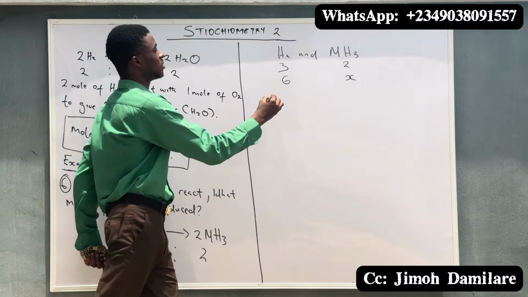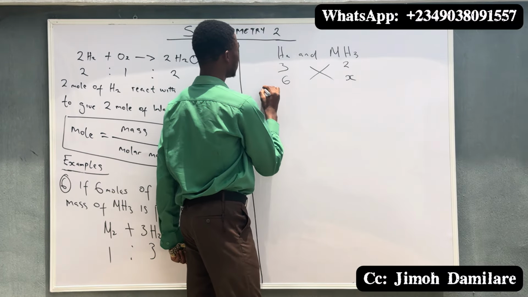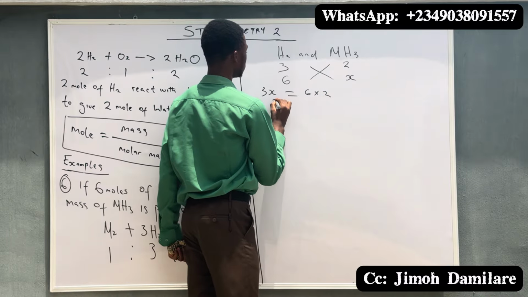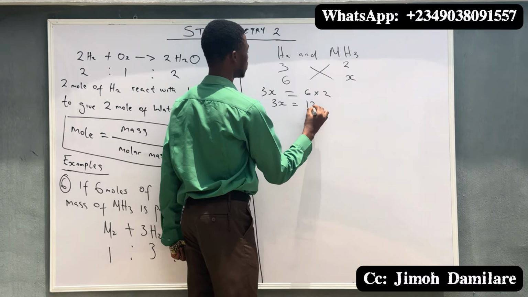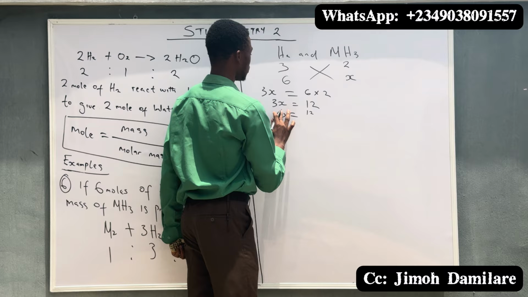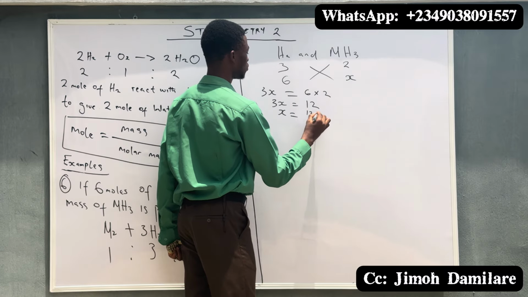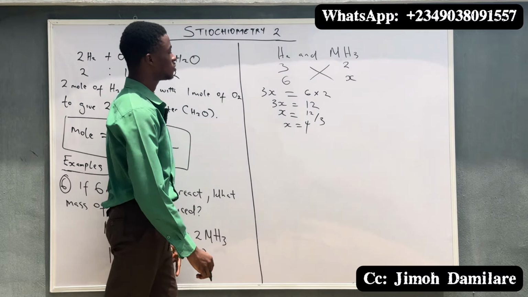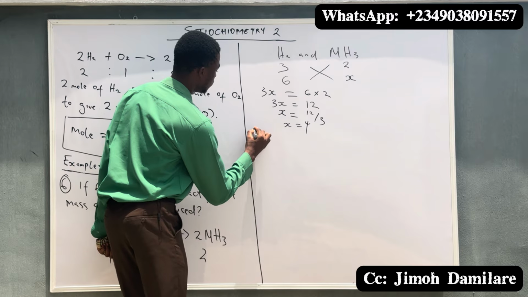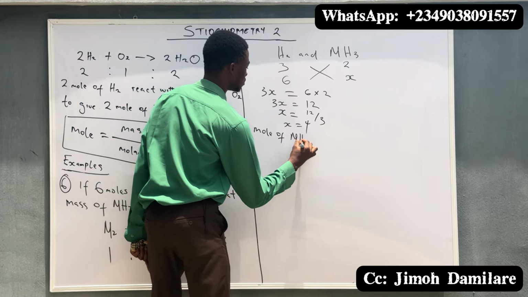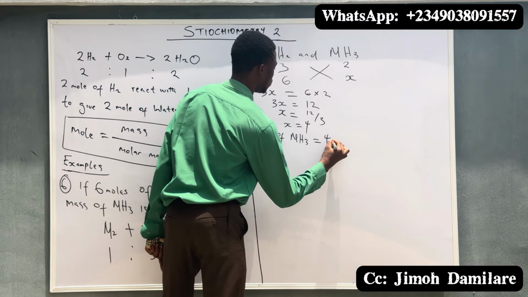Using this formula, we can now cross multiply. We have 3x equal to 6 multiplied by 2. So 3x will be equal to 12. We have x rather, so x will be equal to 12 over 3. So our x will be equal to 4. Now that we have gotten this, we say that the mole of ammonia, mole of NH3, is equal to 4 mole.